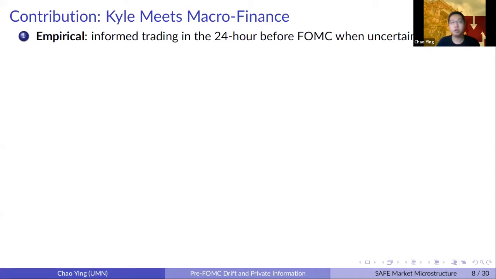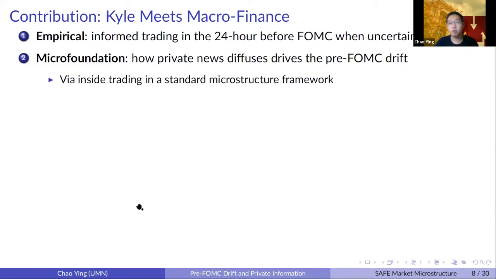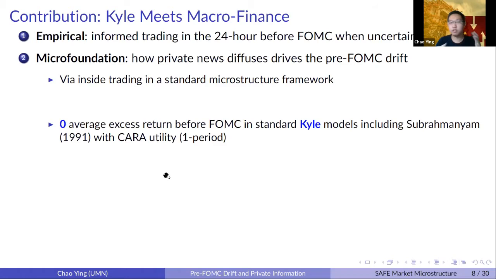First, I provide new empirical evidence that indicates the presence of informed trading in the 24-hour window before announcements. Second, my paper provides a macro foundation of how private information diffusion drives the pre-FOMC announcement drift. The information is endogenously released through insider trading in a standard microstructure framework. We know when there is private information, the price changes. However, that doesn't imply that the average return before announcement is positive. Indeed, if you take the standard Kyle model, the average excess return before announcement is literally zero. It is because the market makers are risk neutral.